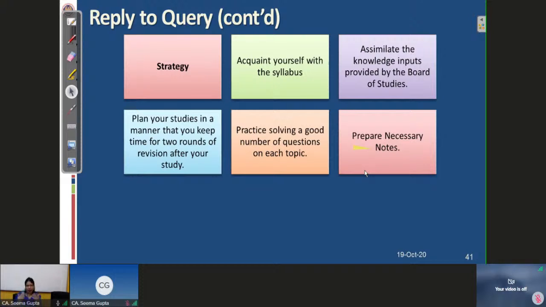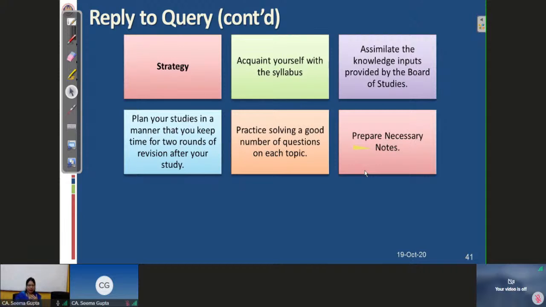Acquaint yourself with the syllabus, you have already done. Assimilate all the knowledge inputs provided by the board of studies. I think this also you have done. You have gathered all the RTPs, you have gathered all the syllabus, you have gathered all the mock tests.